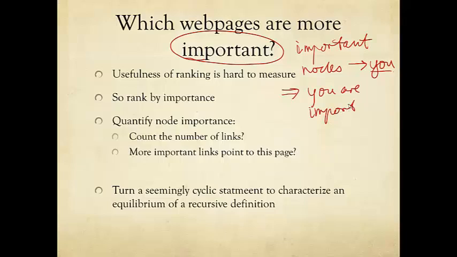This argument almost sounds like a cyclic argument, but in fact we can use it to derive a recursive definition to define an equilibrium. Now, this equilibrium is not the equilibrium of a convergence of an algorithm like in power control, or the equilibrium of strategic thinking as in game theory. This is a fixed point equation equilibrium, as we will see in the rest of this lecture.